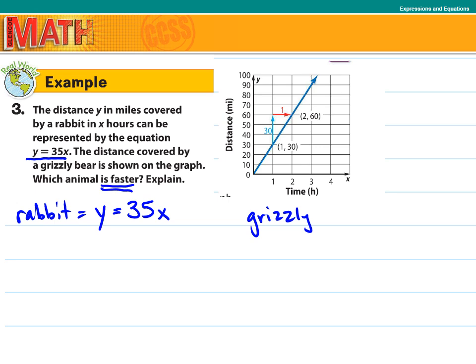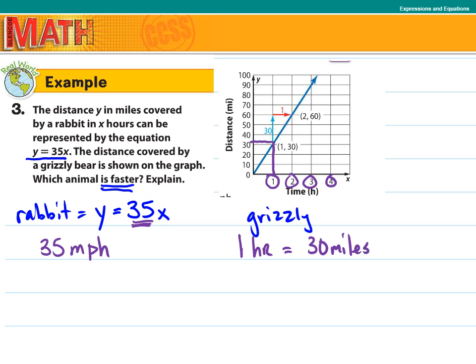Now, let's look at the rabbit first. The 35 is our constant rate. So what that 35 is telling me is that the rabbit is traveling 35 miles per hour. Okay? That's the rate that it's traveling at. The grizzly, we're going to need to look at our graph. And in our graph, we see that the x is by hour. So we have 1 hour, 2 hours, 3 hours, and 4. But we just need to know 1 hour since we have the 35 miles per hour for the rabbit. So for 1 hour, the grizzly travels 30 miles.